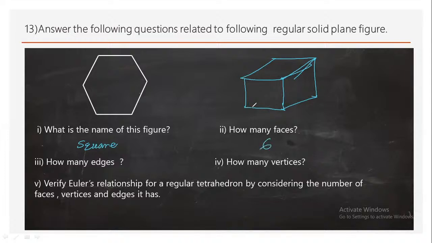How many edges? 1, 2, 3, 4, 5, 6, 7, 8, 9, 10, 11, 12. How many vertices? 8. Is Euler's relationship true? It means, as you already know, number of faces plus number of vertices equals edges plus 2. This side 14, this side 14. Then Euler's relationship is true for this figure.